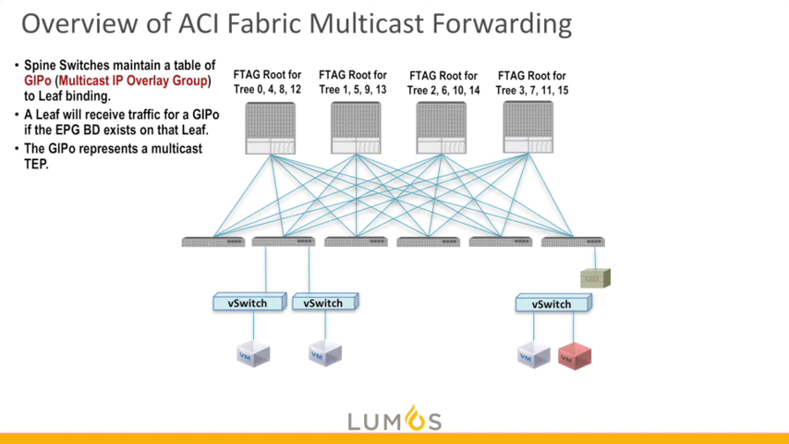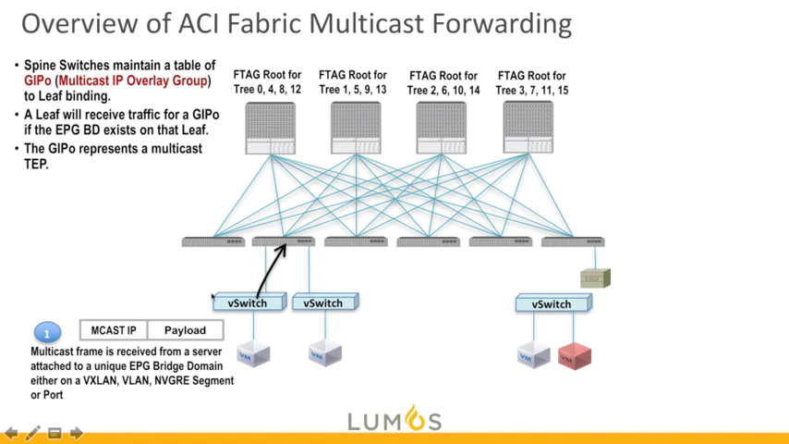So multicast forwarding: spine switches maintain a table of GIPO multicast IP overlay groups to leaf binding. A leaf will receive traffic for a GIPO if the EPG bridge domain exists on that leaf, and the GIPO represents a multicast TEP. So if a multicast frame is received from a server by the leaf, it's attached to a unique EPG bridge domain on either a VXLAN, VLAN, or NVGRE segment or port.